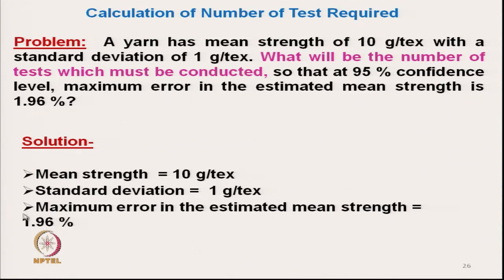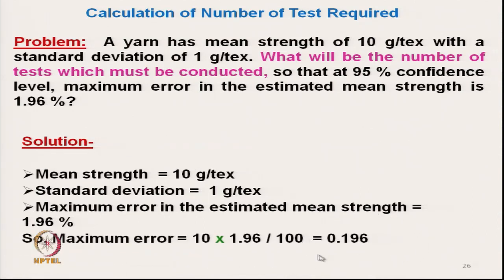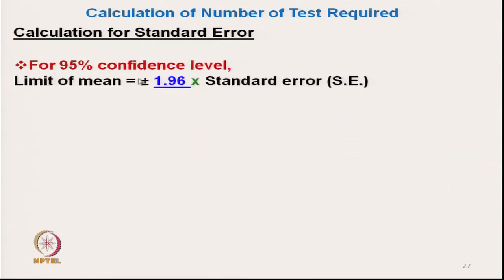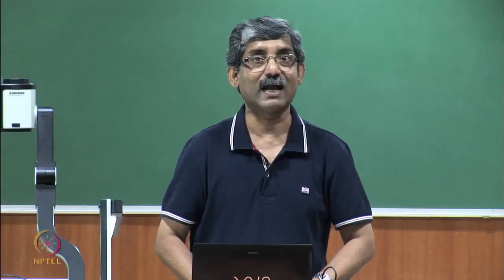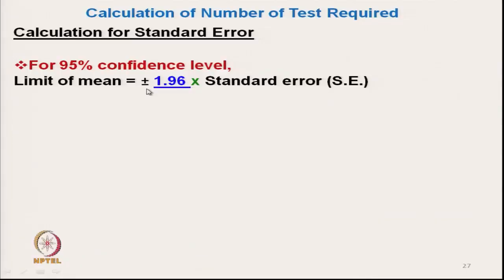So, 1.96% of 10, what is that? It is 0.196. 0.196 is the maximum limit that is allowable. What is that limit? That limit is the t value multiplied by the standard error. This t value we have seen earlier, the maximum limit, the d we have seen, is t multiplied by standard error. It can go on the plus side and the minus side.